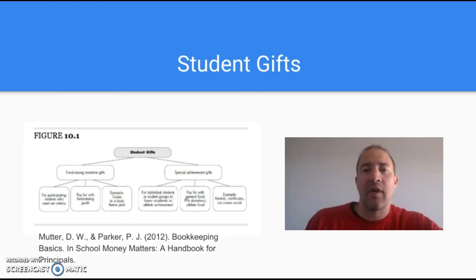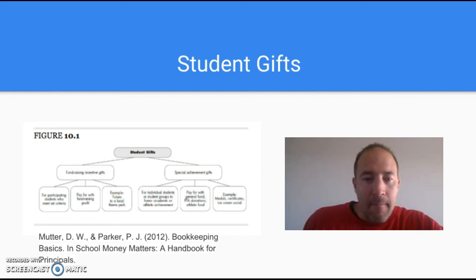Basically, you're having a fundraiser. If a student hits a certain goal, then they would get a reward out of that. So, for instance, if you are selling cookie dough, and this person has sold their 10 cookie doughs, and now they get a t-shirt for doing that. That money would need to come out of the fundraising profit. That money should not be taken out of any other school funds. So the money that was raised should pay for that t-shirt.